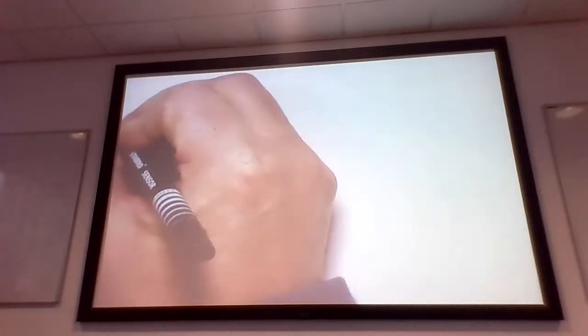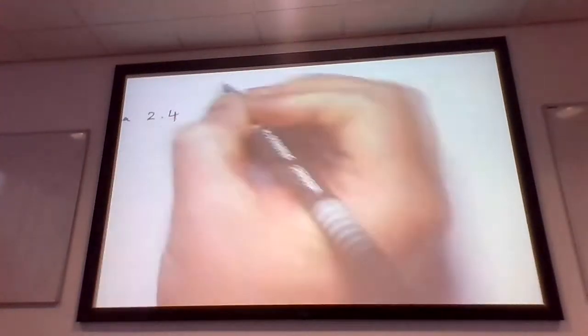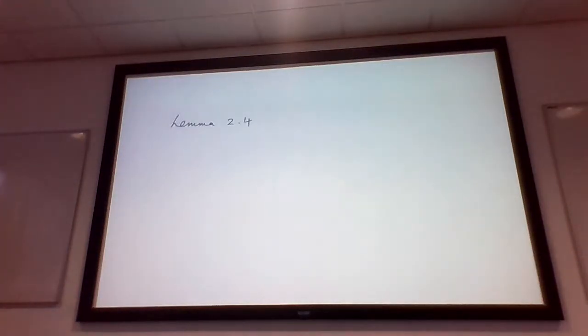Okay, so how are we going to do it? The first observation is in lemma 2.4. Lemma is just a name that we use for results which aren't as important as theorems and maybe don't deserve the word theorem. So they're a little preparatory result or ingredient result that's needed for something more flashier or more substantial.